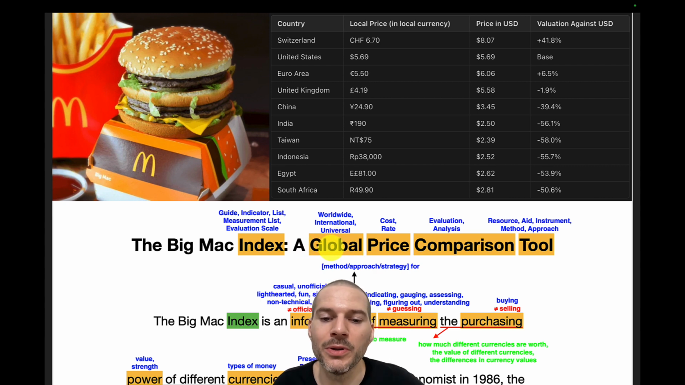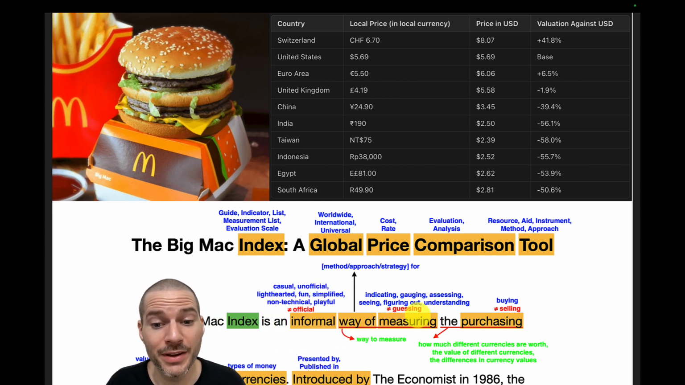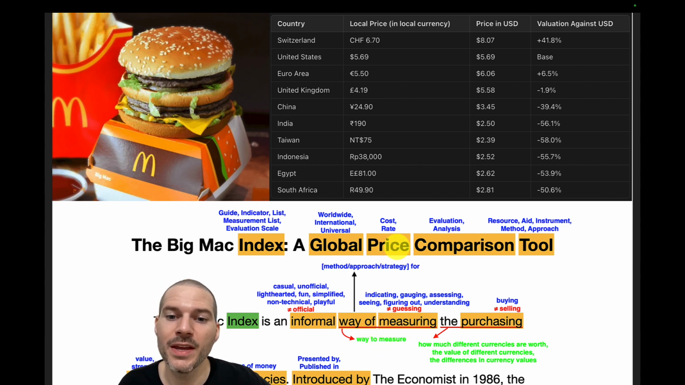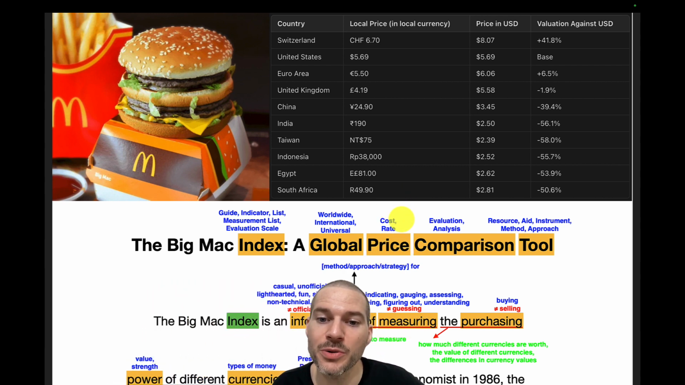A global means that something is around the world, like COVID was a global virus. Worldwide, international, universal. These are all synonyms. Oh, and if you are new here, synonyms are in blue, antonyms are in red, and reworded sentences are in green. Let's continue. Price, you can say cost or rate. Comparison, because the goal of this index is to compare different prices.